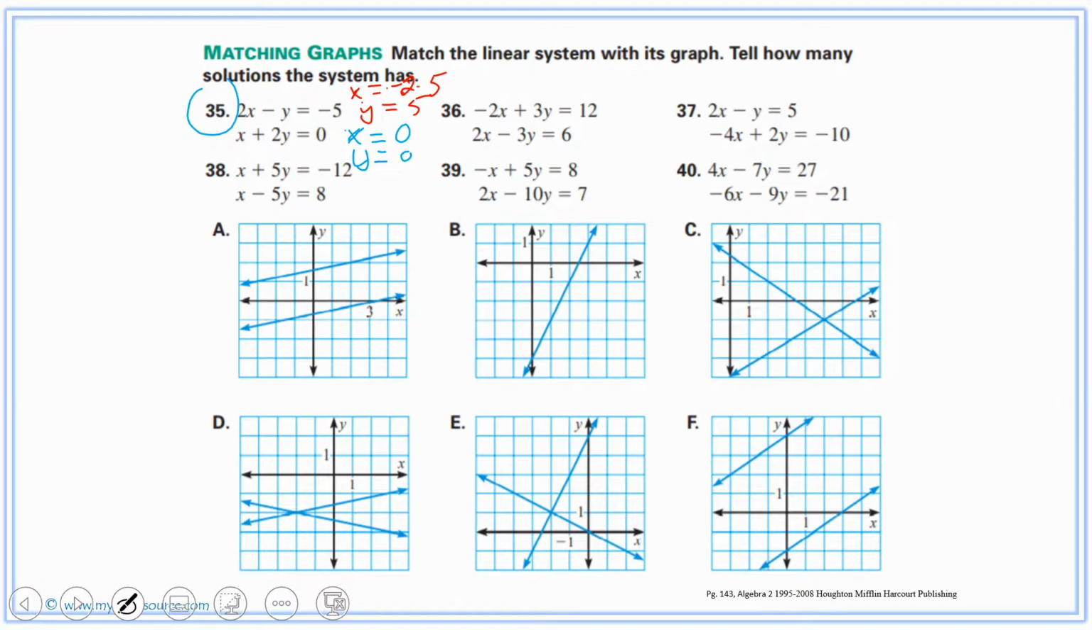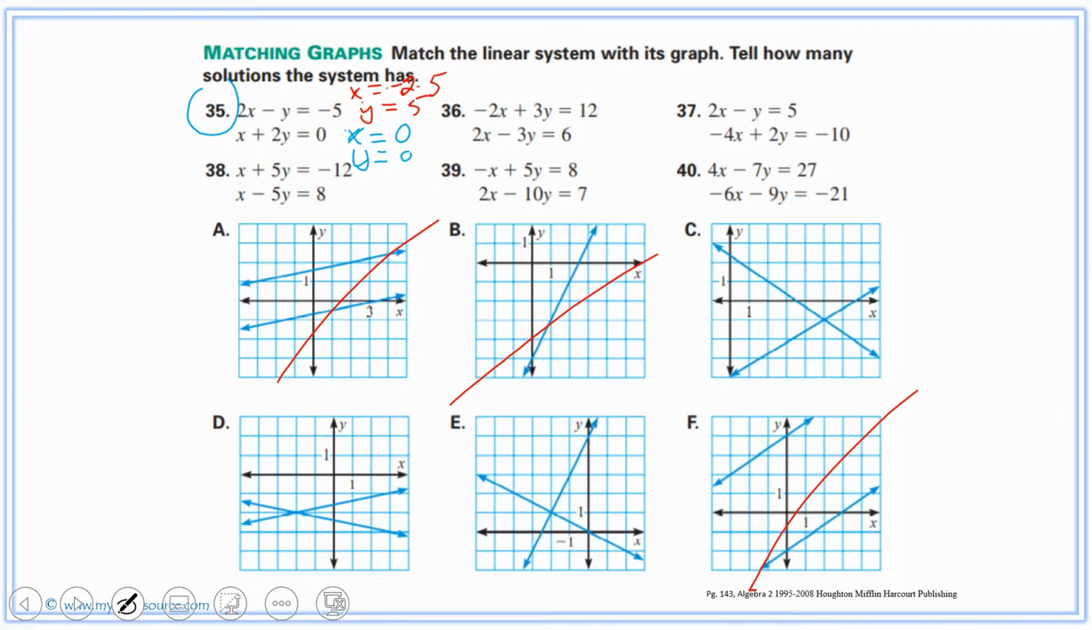Now, if you look around here, first of all we're looking for where they intersect. So we can deduce that it's not A, it's not B, and it's not F. So it has to be either C, E, or D. So let's look for those intercepts.